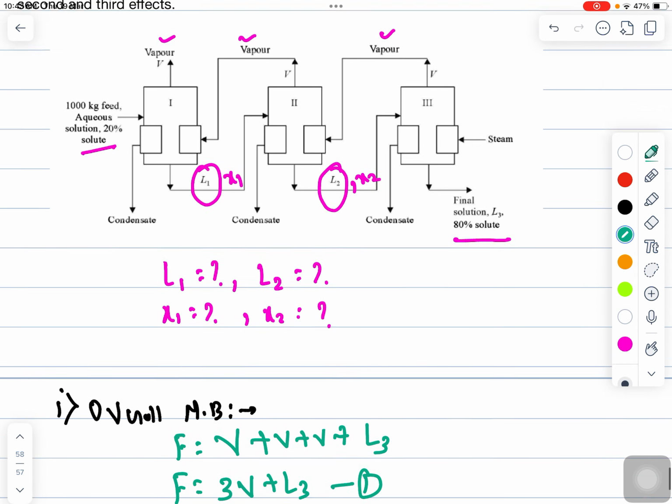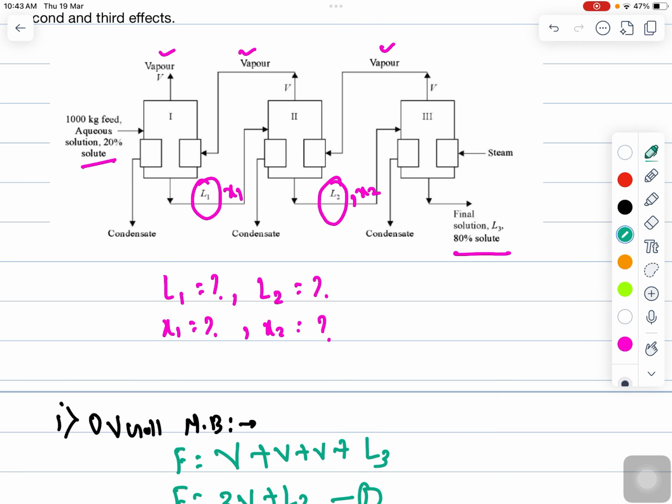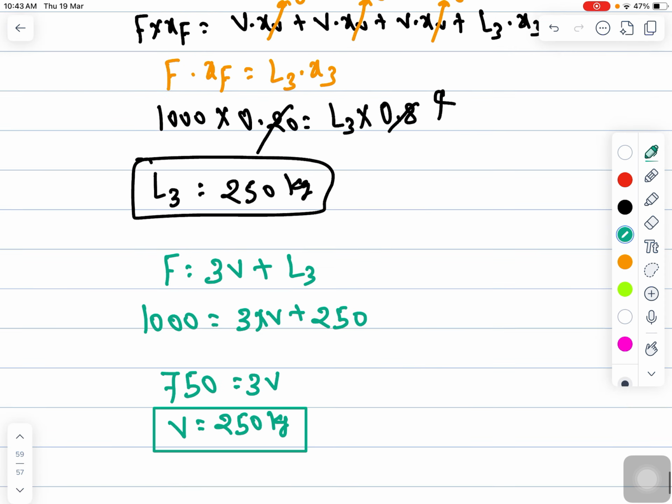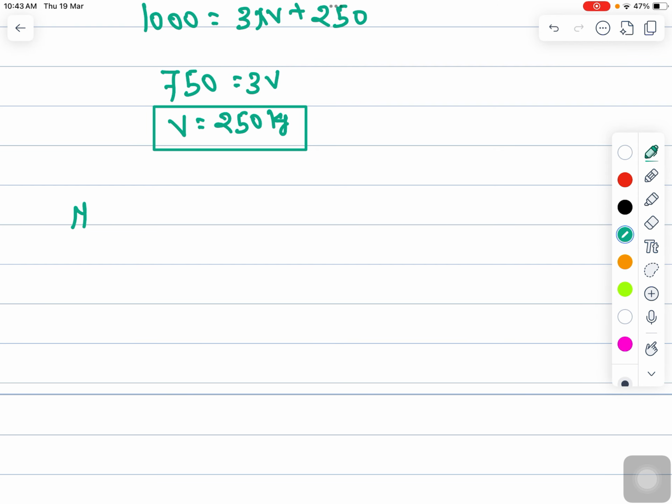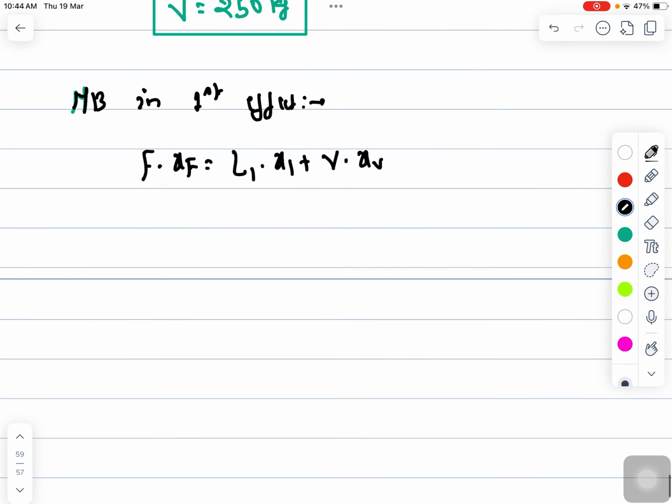So now coming to the first effect again, I'll perform the material balance in the first effect. For the first effect, F into XF equals L1 into X1 plus V into XV, and I can also say F equals V plus L1. Let's say this one is equation first and this is equation second, but here XV is equal to 0.